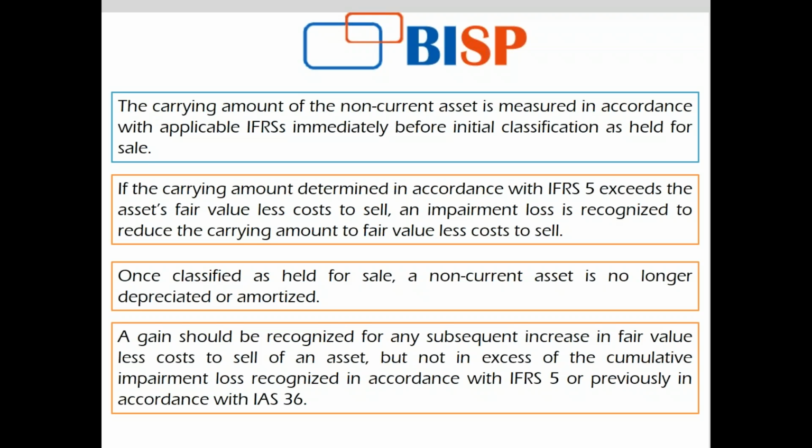Again, there is one more requirement that says once I have classified any of my assets as held for sale, that non-current asset will not be depreciated any further. I am not going to depreciate or amortize that asset any further from the date I have classified it as held for sale.